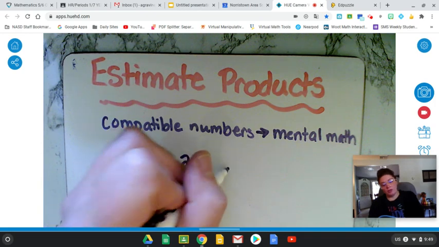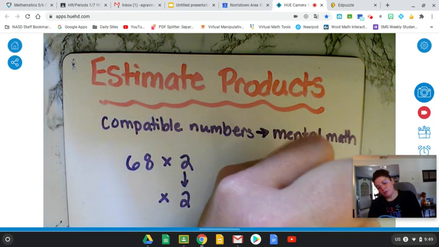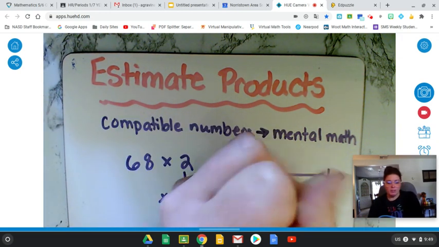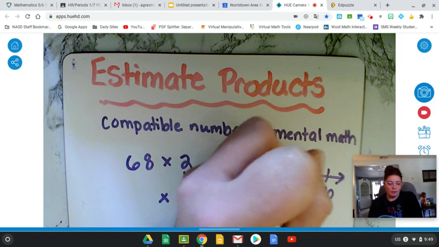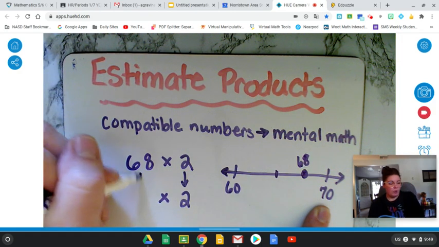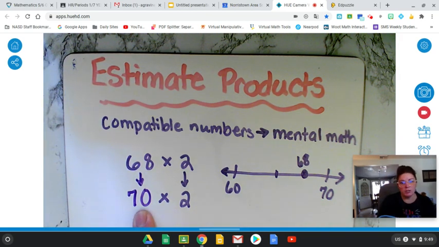So if I think of a number line and I have 60 and 70, 65 would be in the middle. 68 would be right about here. So 68 is closer to 70. So I'm going to change 68 to 70 because it's close to 70, and 70 is a number that's easier to work with. So now we have the problem 70 times 2.